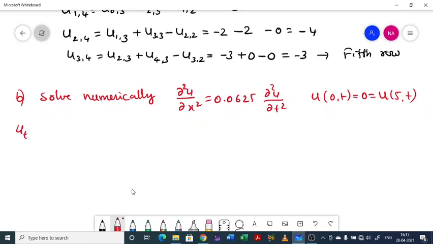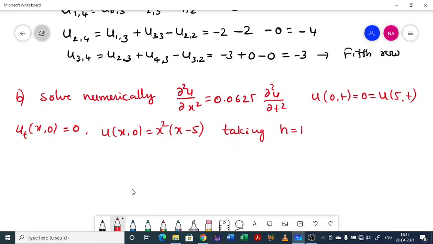u t of x comma 0 equal to 0, so t naught is 0. u of x comma 0 equal to x square times x minus 5. So this helps to write the first row, taking h equal to 1 for 0 less than or equal to t less than or equal to 1. So here h is given but k is not given.